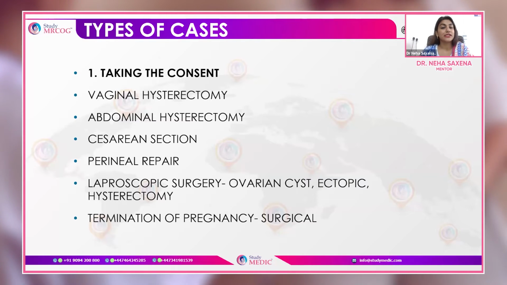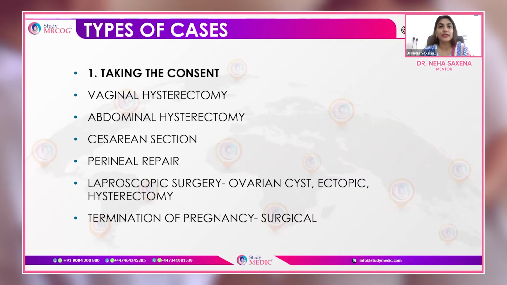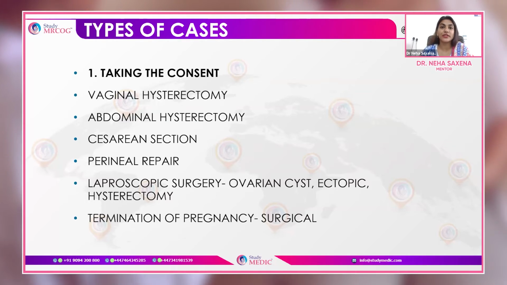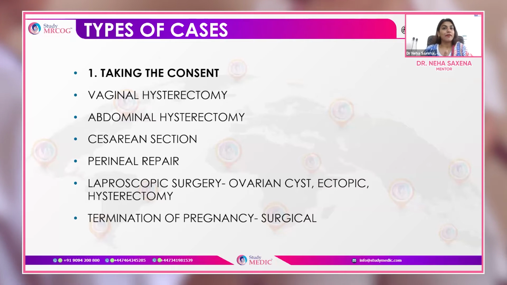The first one is taking a consent. Usually the consent will be a structured discussion. One paper of consent would be given to you and you will be asked to take the consent for a particular procedure. Ensure that this is not a teaching station. You do not have to teach or tell anything to the role player. You have to discuss the role play with the role player.